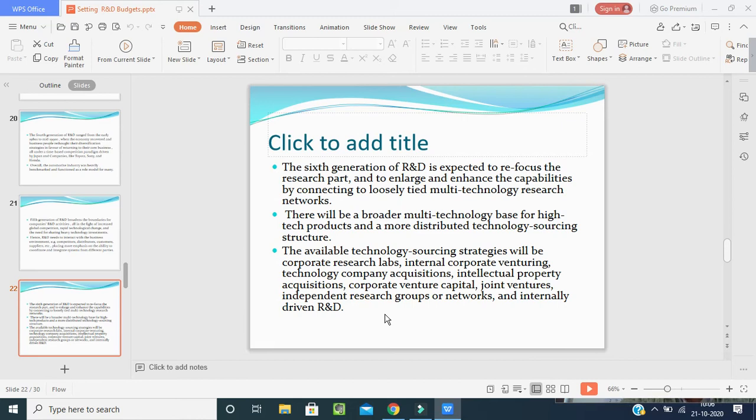So what is happening here? The available technology sourcing strategies will be corporate research labs, internal corporate venturing, technology company acquisitions, intellectual property acquisitions, corporate venture capital, joint ventures, independent research groups or networks, and internally driven R&D, research and development. So all these things are what they are focusing on nowadays. The technology sourcing strategies will be corporate research labs. What is the product? They are testing first, and then they are going for corporate venturing, joint ventures, corporate venture capital, acquisition, and property. All these things were taking place.